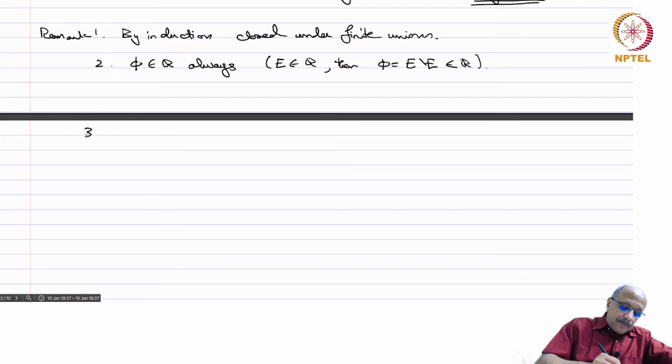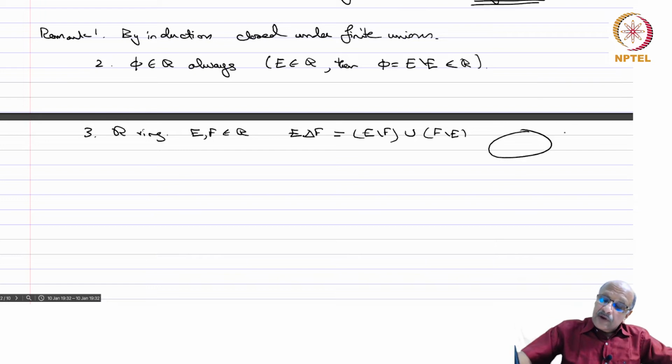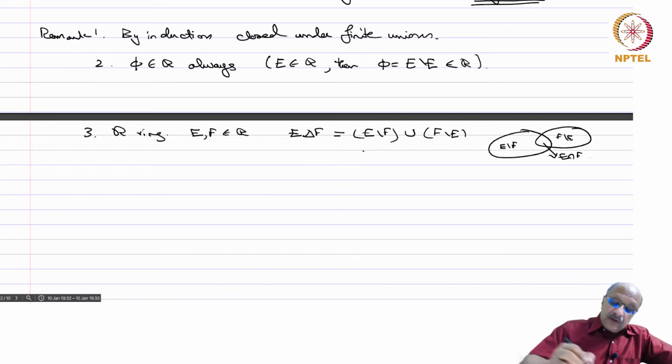Three. So R is a ring, and E and F belong to R, then the symmetric difference E delta F. So what is the definition of E delta F? This is E minus F union F minus E. So you have two sets E and F here. So this is E minus F, this is F minus E, and this of course will be E intersection F. Okay, so E delta F is called the symmetric difference.